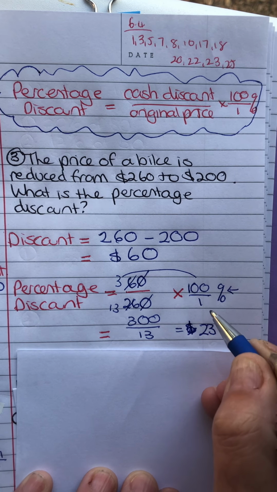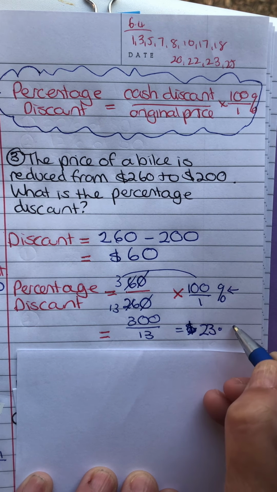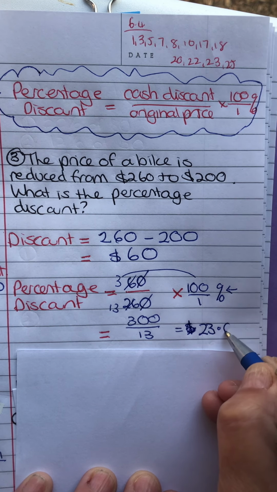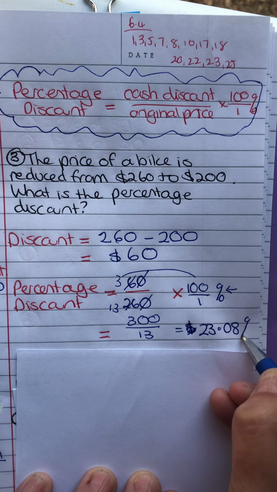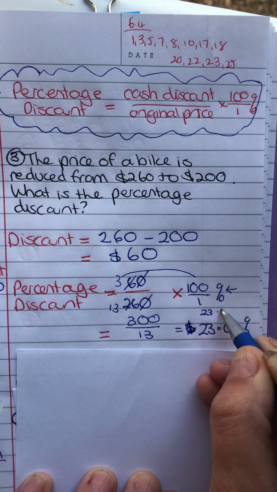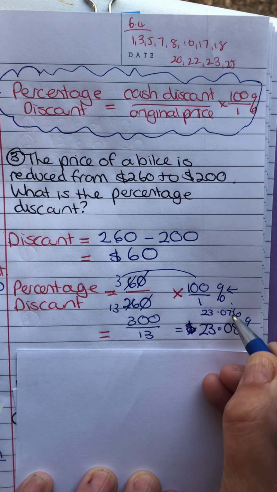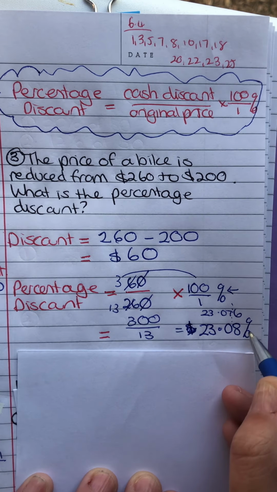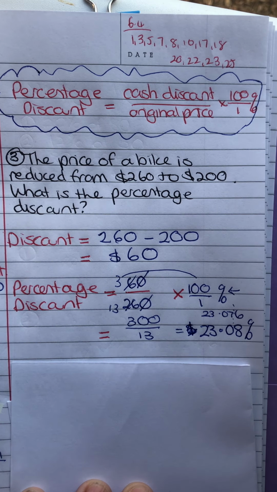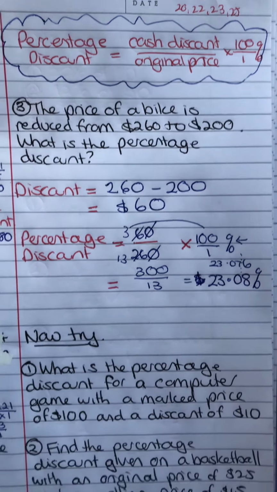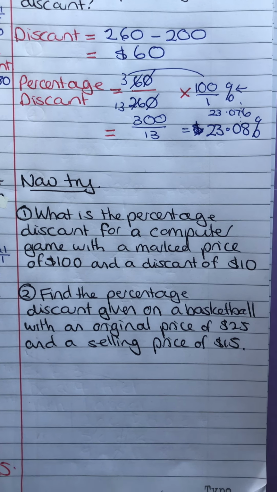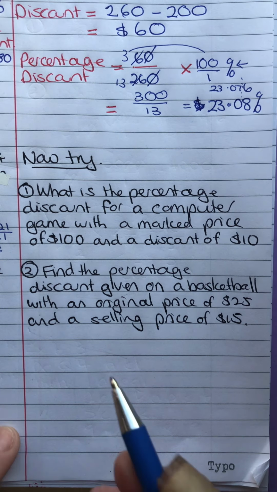Now my calculator says 0.76. So if we had two decimal places, 23.076. We want two decimal places. You look at the next number, so that makes the 7 go up to 8. You want percentage discount, so your answer says put a percent sign in. Okay, so I've got 2 questions for you to try, so please press pause and come back once you've had a go to see how you went.